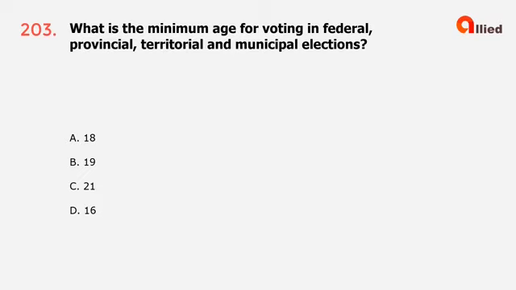Question 203. What is the minimum age for voting in federal, provincial, territorial, and municipal elections? A. 18. B. 19. C. 21. D. 16. The answer is A. 18.